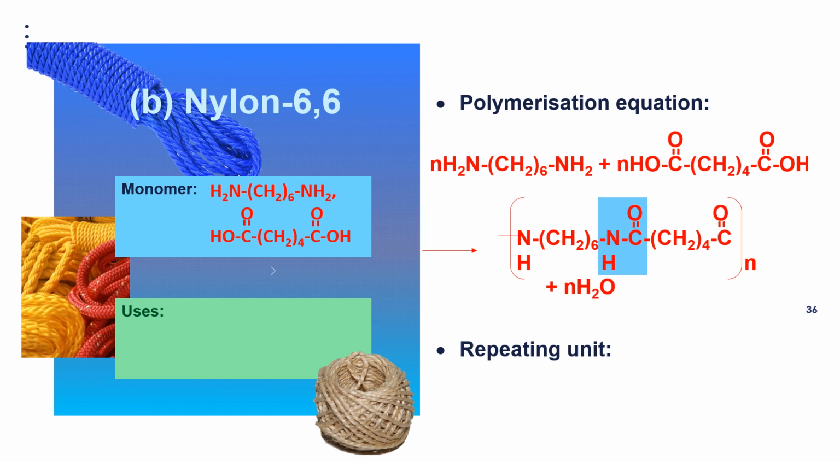The amine donates the hydrogen and the carboxylic acid donates the OH, so one water molecule is formed. When we have n mole of hexane-1,6-diamine and n mole of hexane-1,6-dioic acid, n mole of water is formed. The amide link is formed in the polymer. You see the amide link.